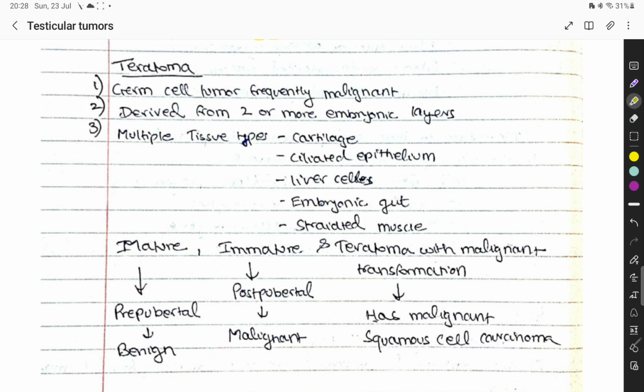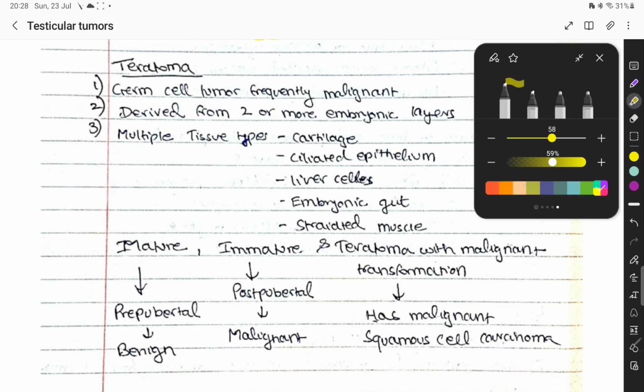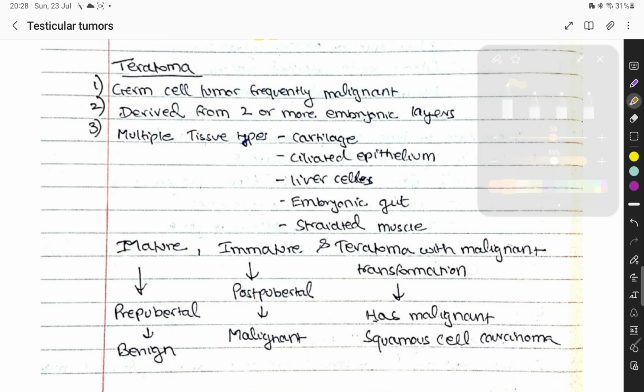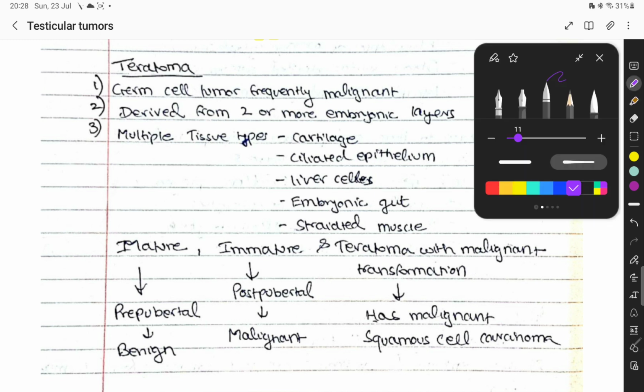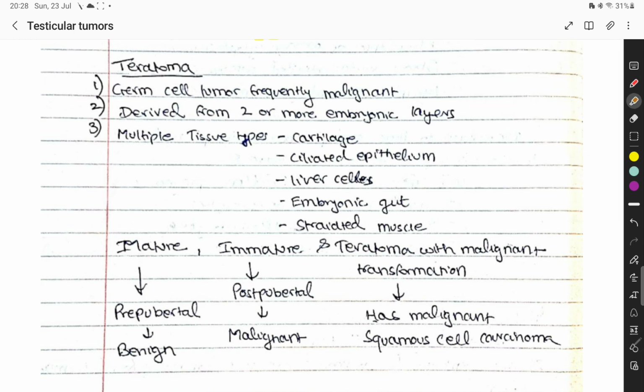Okay, now I'm tired of this color. Let's make it orange. Orange seems vibrant, and let's make this red for some reason. I don't know why. Anyways, now we do teratoma.